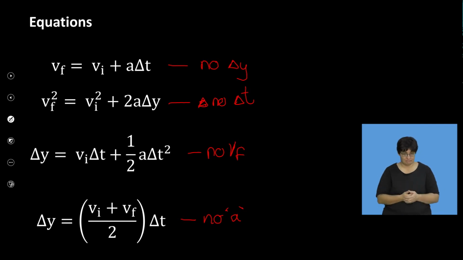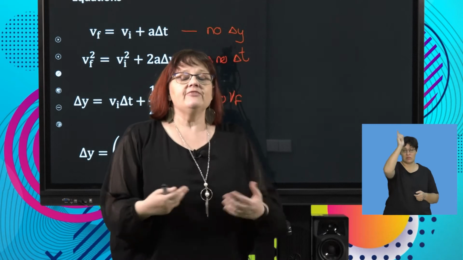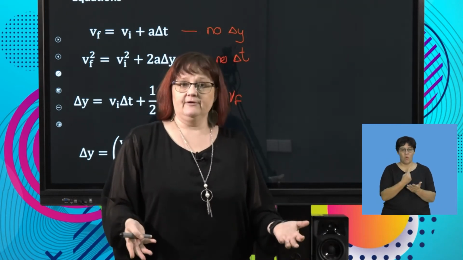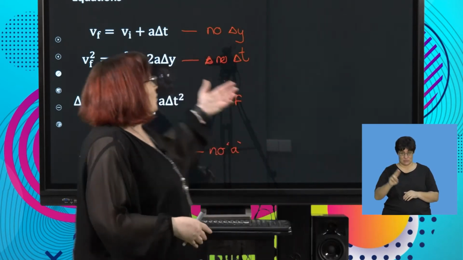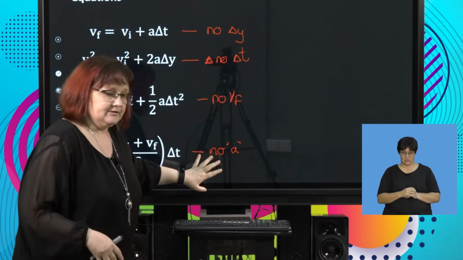So in reality, the last one you theoretically don't ever need to use because we're looking at vertical projectile motion. That means we'll always have acceleration as 9.8 meters per second squared down. You're welcome to learn this.